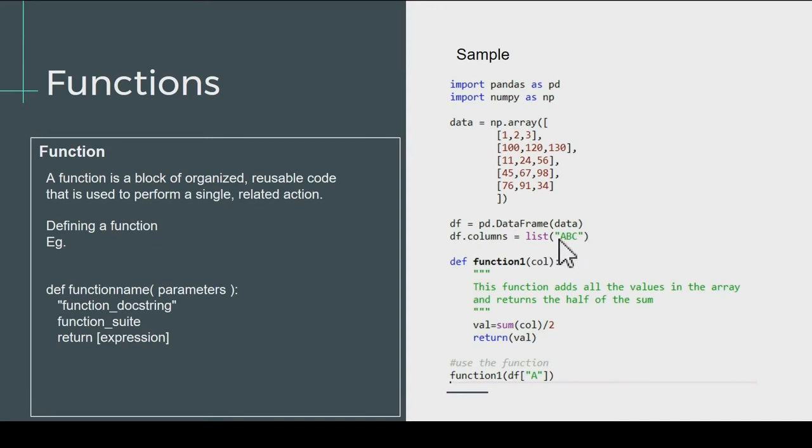So list ABC will create a list of A, B, and C, 3 elements, that gets assigned over here. So the df data frame will have column names as A, B, and C. And I'm passing the first column, df of A, to the function which will add all the values in that column and return the value divided by 2. Now this is something very generic, but then let's look into a different example.